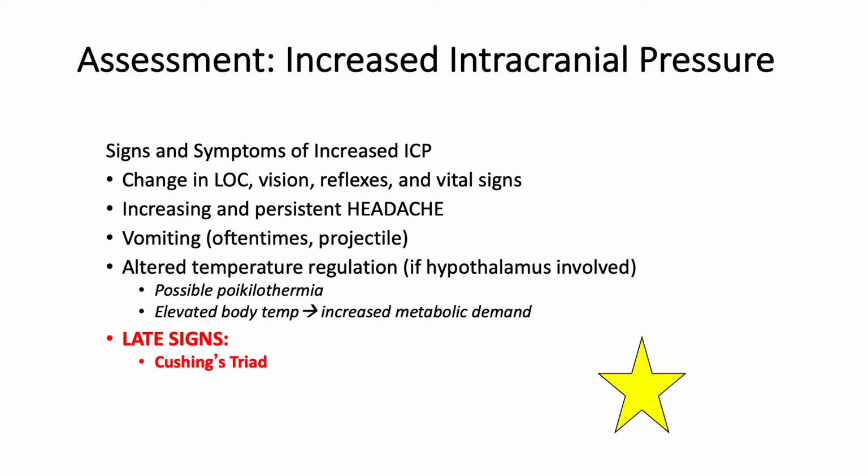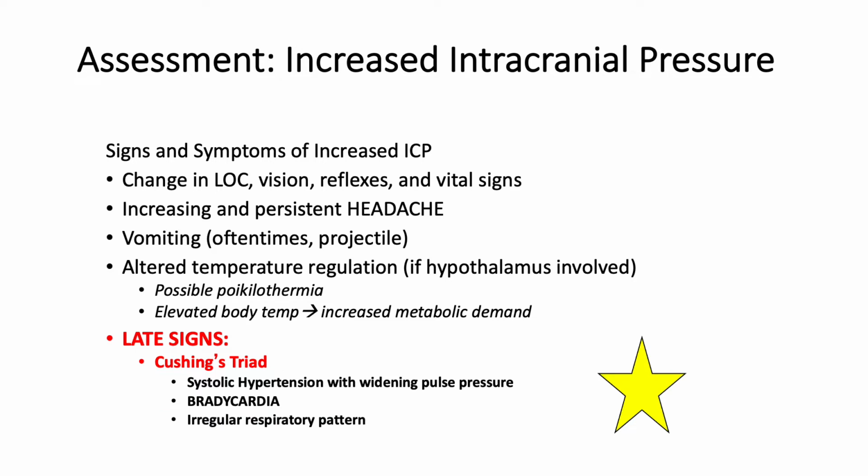And those 3 components of Cushing's triad are systolic hypertension with a widening pulse pressure, bradycardia, and an irregular respiratory pattern. So for example, your patient has a blood pressure of 190 over 85, a heart rate of 47, and you recognize as you're counting respirations that their respiratory pattern is irregular.